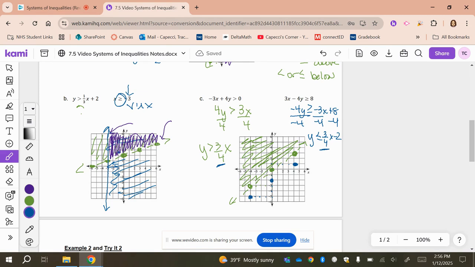Okay, this time I have a solid line, so I'm going to draw my solid line, right? So we have less than or equal to. So it's a solid line, and I'm going to shade it below.